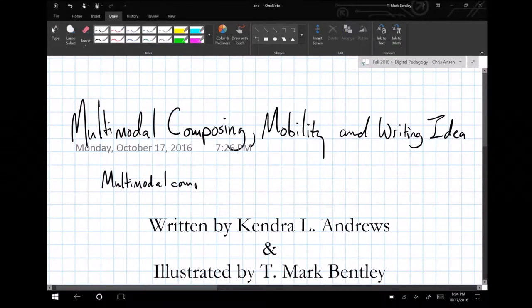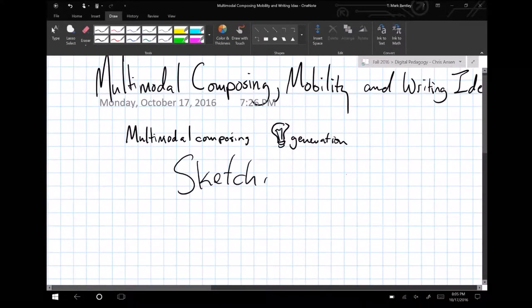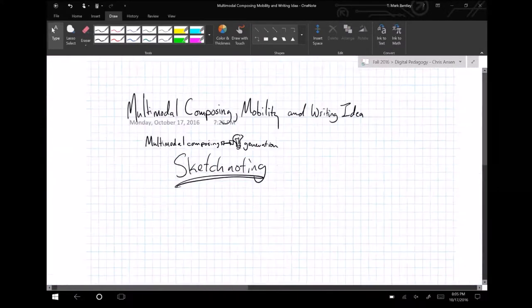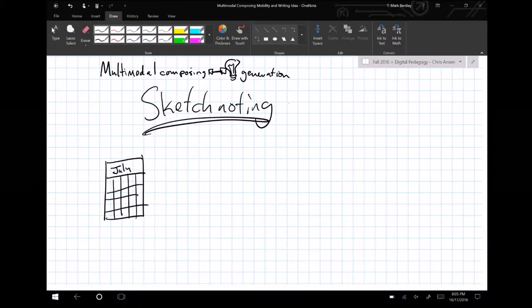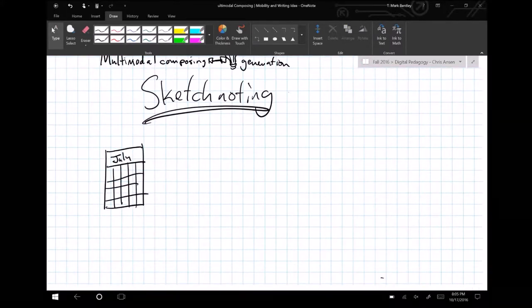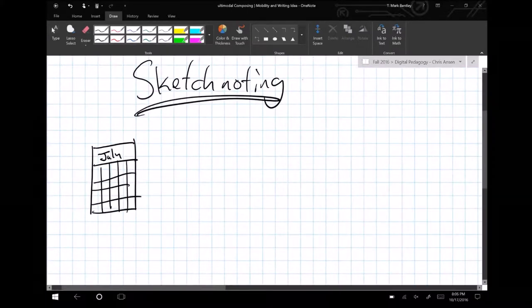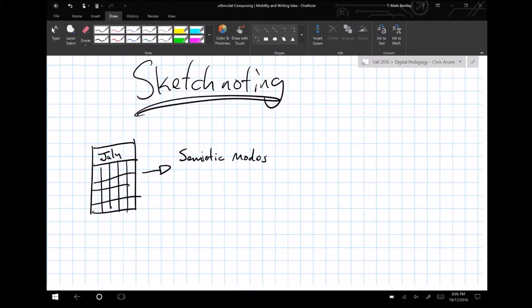Multimodal Composing, Mobility, and Writing Ideas, written by Kendra L. Andrews and illustrated by T. Mark Bentley. The connection among multimodal composing and idea generation or invention are not new or unique to sketchnoting, the practice of taking notes that incorporates both the visual and the textual for a more holistic representation of ideas.